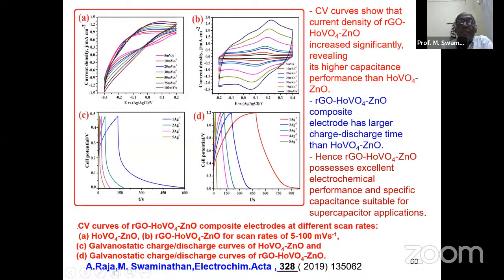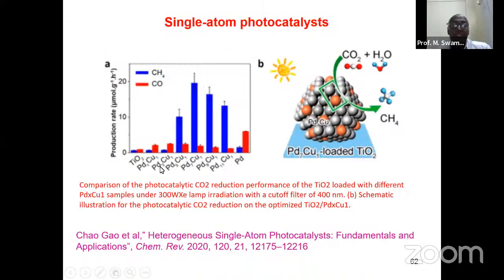So we have prepared, actually, this is one example of a single atom photocatalyst. You can see the single atom photocatalyst here, and they prepared TiO2 with palladium. So palladium 1 and copper 1 incorporated in TiO2. And in another case, palladium 3-1, palladium 5-1, palladium 7-1, 9-1, and 11-1. They found that the palladium 7-1 loaded TiO2 is very, very efficient in the conversion of carbon dioxide to methane.